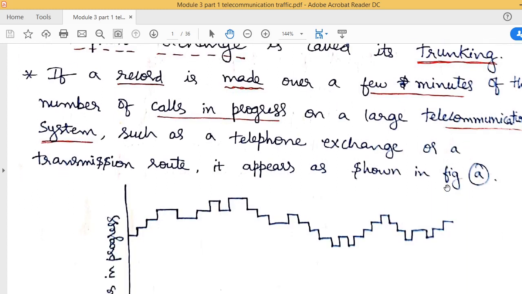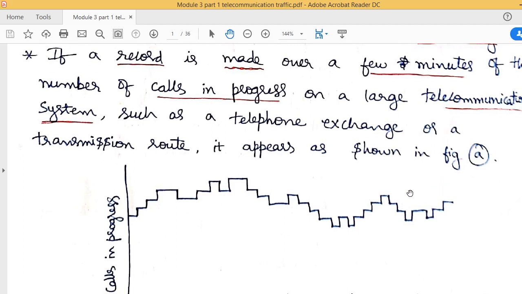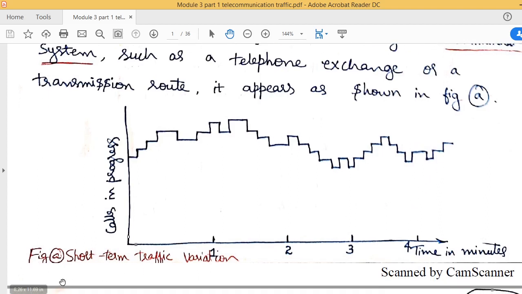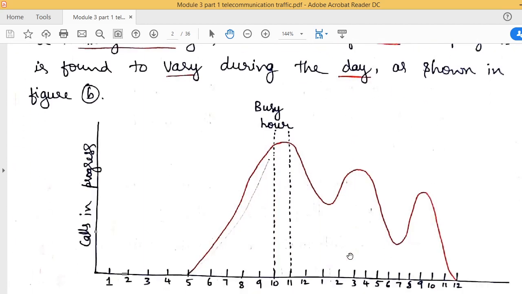So if I consider a record in which, within a particular time duration, we see how the number of calls progresses, we will have a staircase plot like this. With respect to different durations or different times, the number of calls in progress over a particular telephone network will vary as shown in this figure. So this is for a short duration. Similarly, we can consider a long duration also.